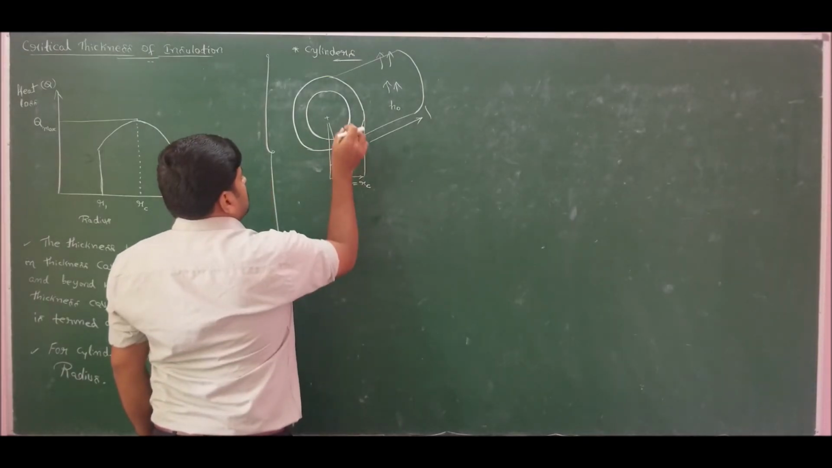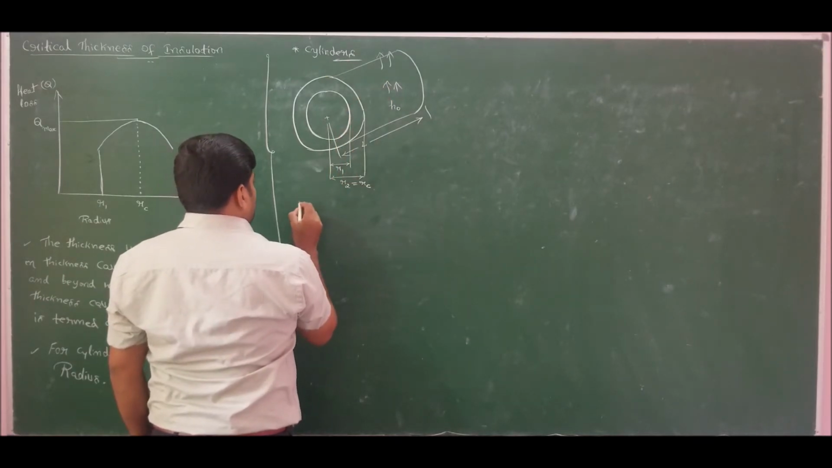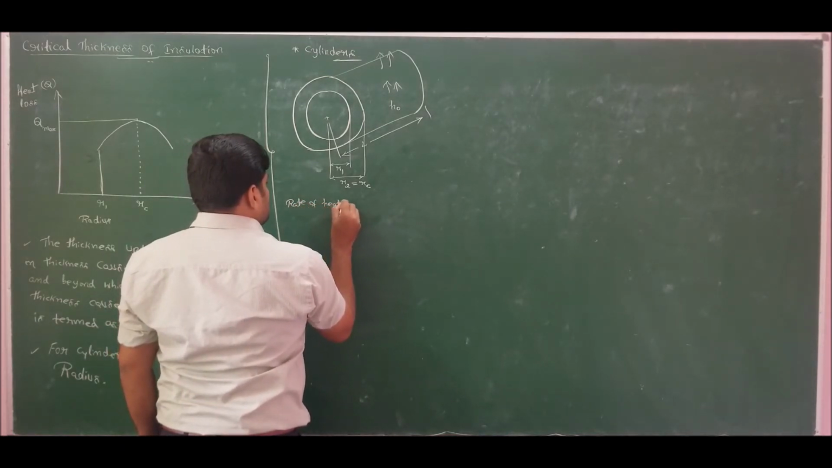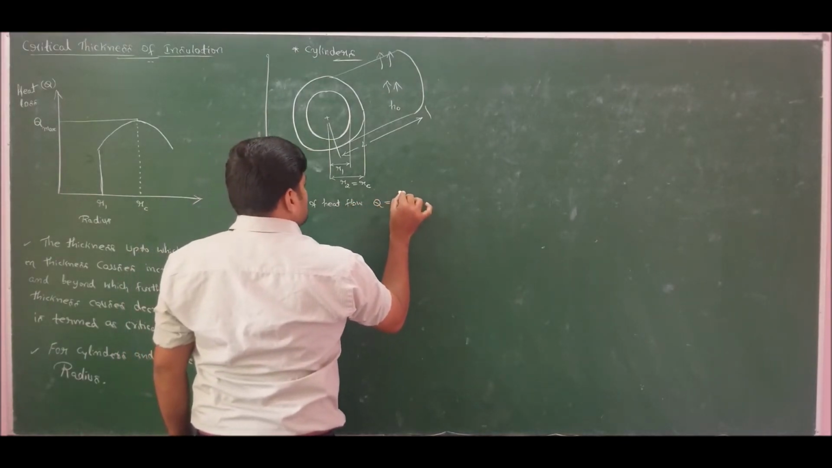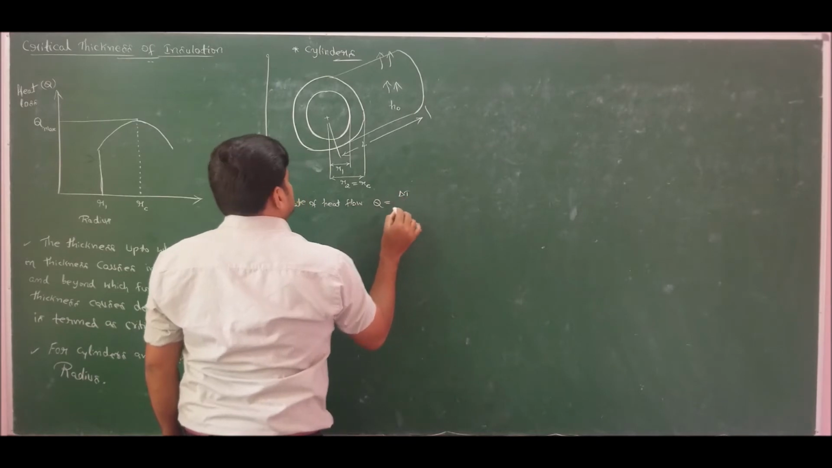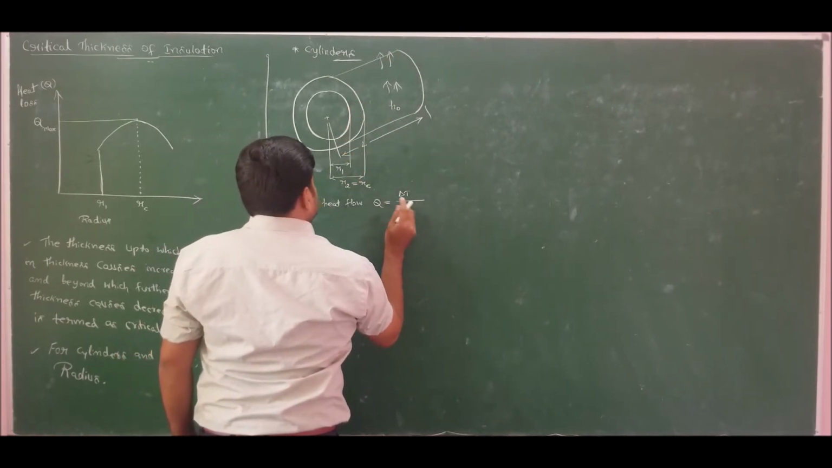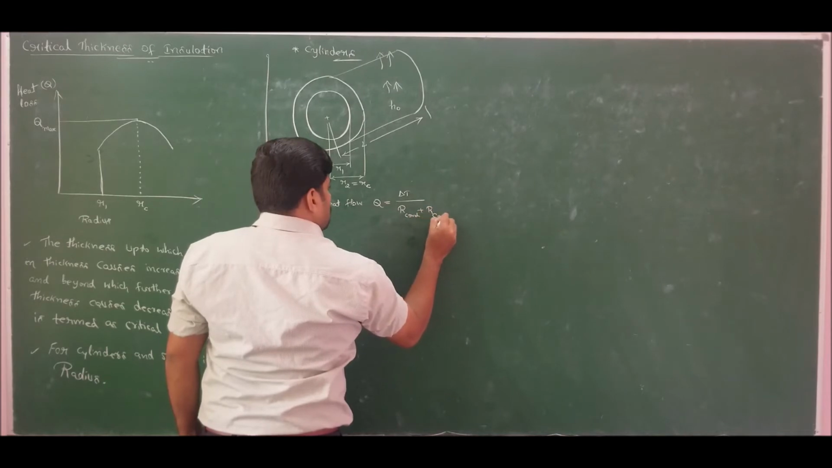If you observe, the resistance to heat flow is due to conduction and due to convection. Therefore, the rate of heat flow or rate of heat loss from the surface is given by Q equal to the temperature difference between the surface and the ambient divided by the resistance due to conduction plus the resistance due to convection.